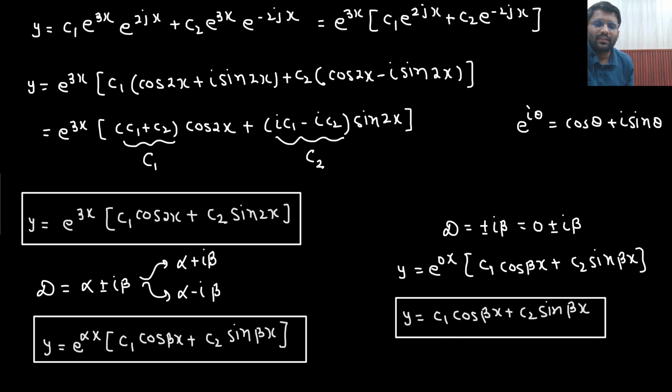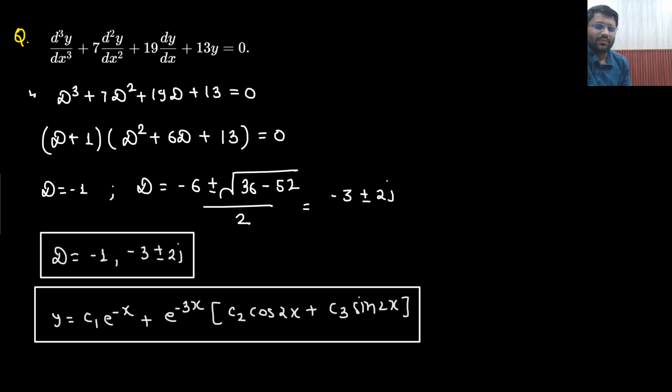If there is no real value present, only the imaginary part is present, then e to the power real part is 0. So e to the power 0x will be 1, and the answer is C1 cos beta x plus C2 sin beta x. Here, sir, if alpha is present, then it is e to the power alpha x times C1 cos beta x plus C2 sin beta x.